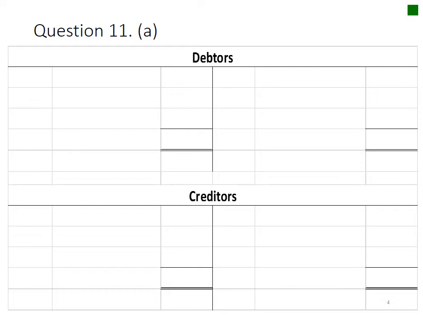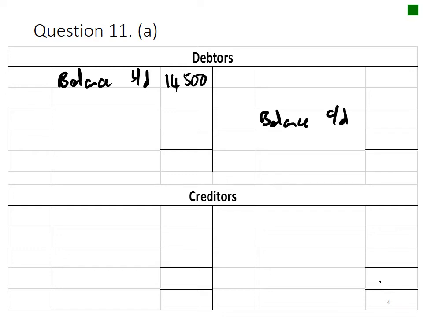So we're going to reconstruct our debtors and creditors accounts here using the balances they give us. The opening balance that's going to be brought down here, according to the question, is 14,500. And the closing balance that we are going to carry down at the end of the year is 16,800. So that will be the balance brought down for debtors at the beginning of the next year. That information is given in the question.